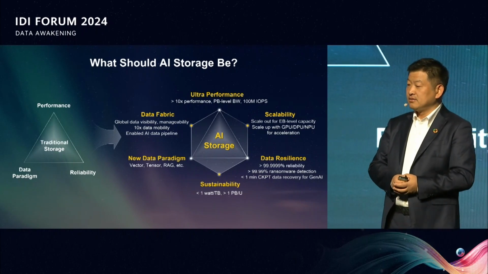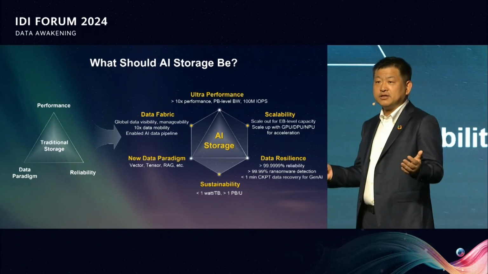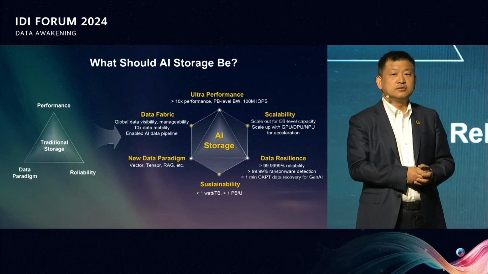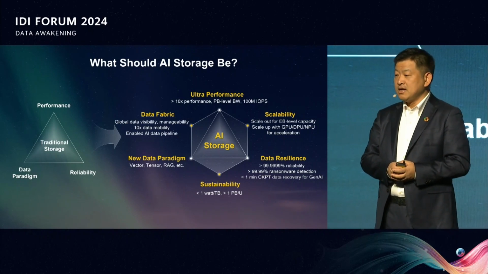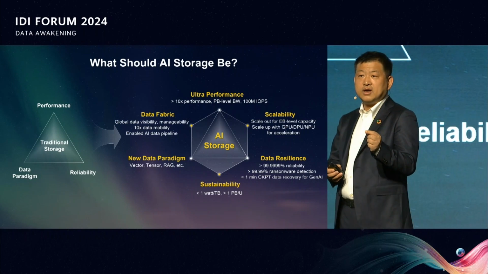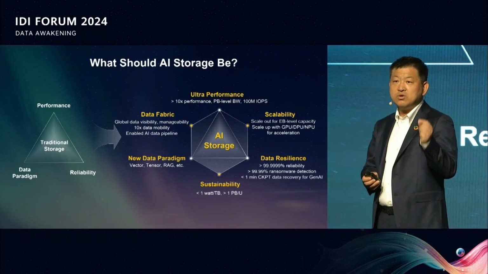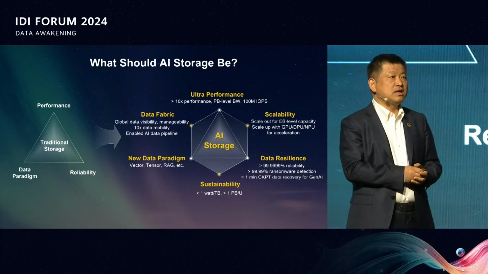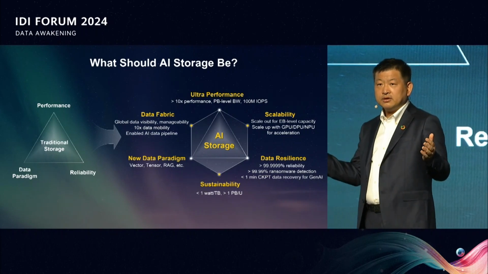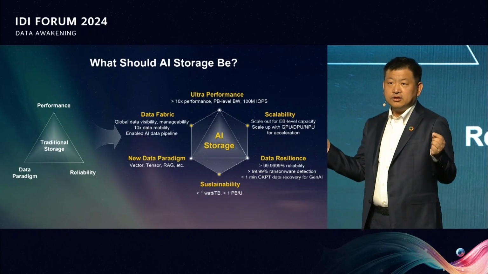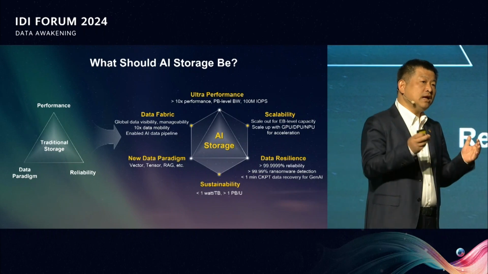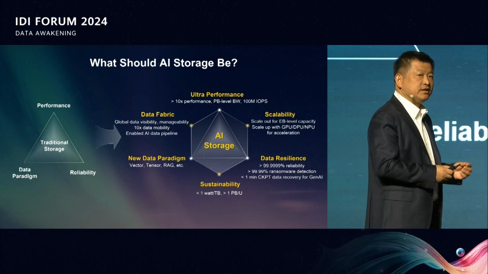And the last, sustainability, which is very important. We need green technology to save energy. Therefore, we need 1 terabyte to consume less than 1 watt of power. And also, per unit, the density needs to support more than 1 petabyte. So that kind of performance is what we need.